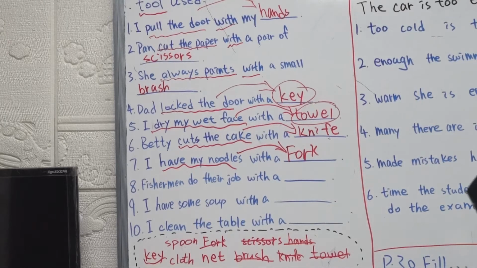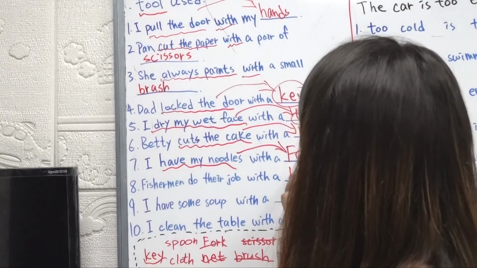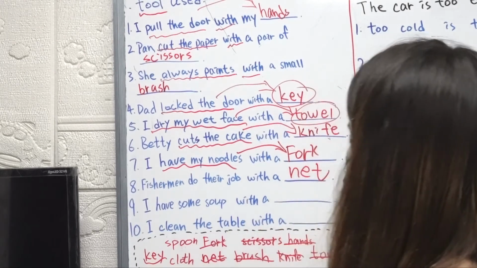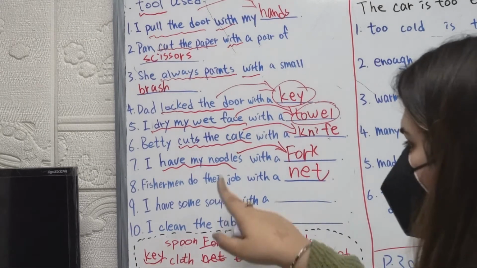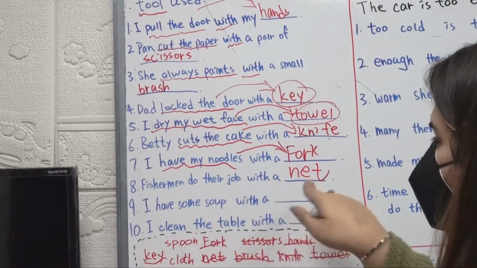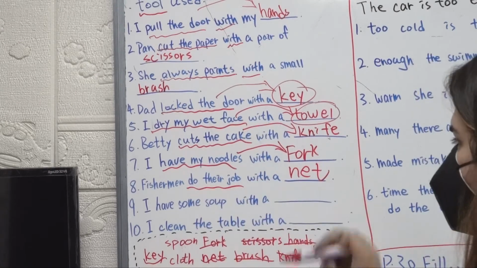Number 8. Fishermen do their job with a net. Very good. Net. What do they need to do with the net? Catch the fish. Yes, they have to catch the fish, right? So their job is to catch the fish. So that's why they use the tool, net.